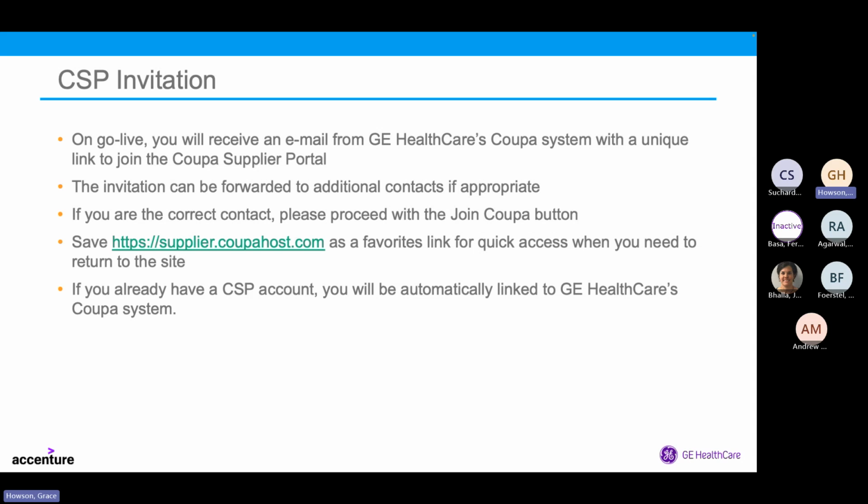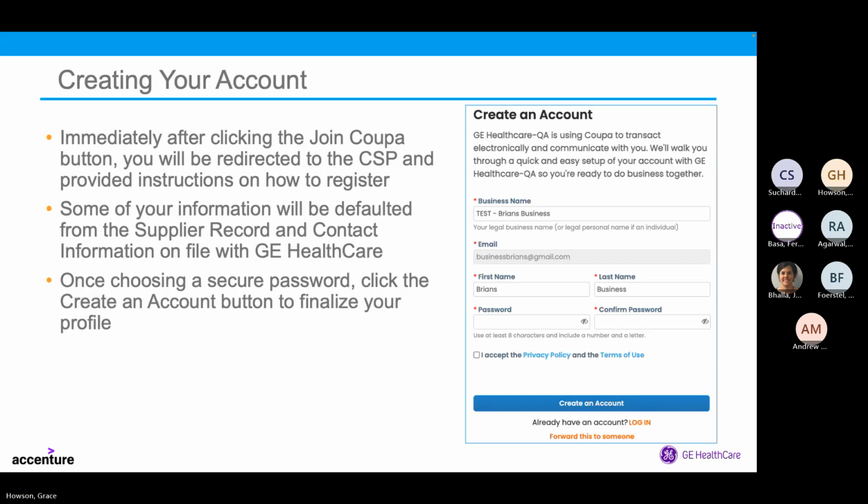You also have the option to forward this invitation if you are the incorrect recipient of the invite. If you already have an active CSP account, you'll be automatically linked with GE Healthcare's Coupa system. Create your business account by filling in all the fields. Some fields will be defaulted from the information that GE Healthcare has on file for you.